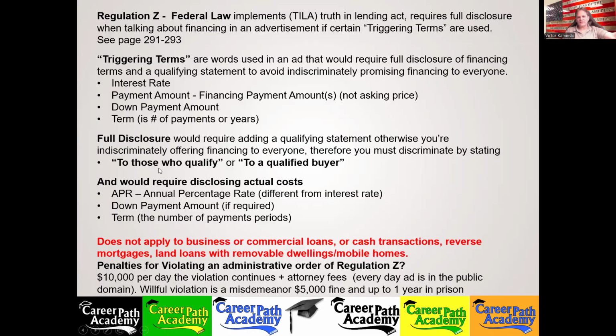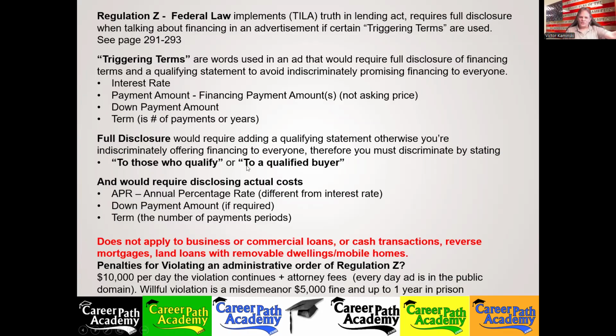You have to put one of these phrases in the advertisement: to those who qualify or to a qualified buyer, because now you're discriminating. You're saying, hey, this doesn't apply to anybody that sees this ad out there, only to those who qualify. You follow? That's what I mean by discriminating. You're not offering this advertising to anybody who sees the ad. It's only to those who actually qualify for the loan.